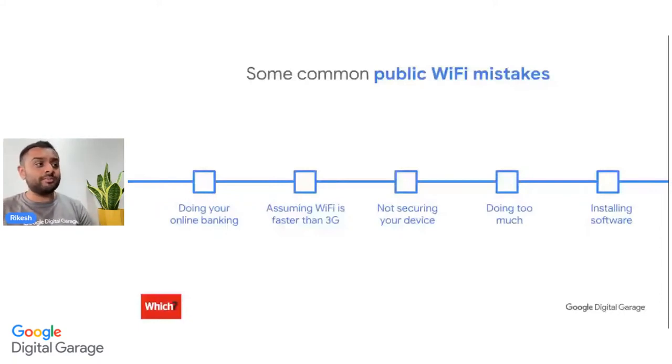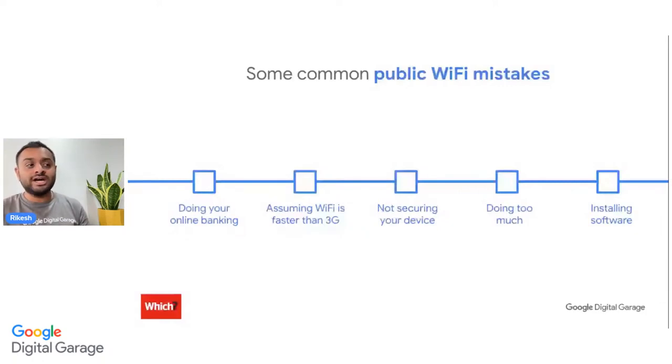Another common public Wi-Fi mistake is not securing your device, which is something to be mindful of and which we'll talk about later on. Also, doing too much: jumping online, doing a lot of web browsing, going on social media. Is this stuff that you really need to do in a public Wi-Fi place at all times? I know that we use our smartphones for pretty much everything these days, but are we doing too much? Are there some things that we can leave for when we're able to connect to data?